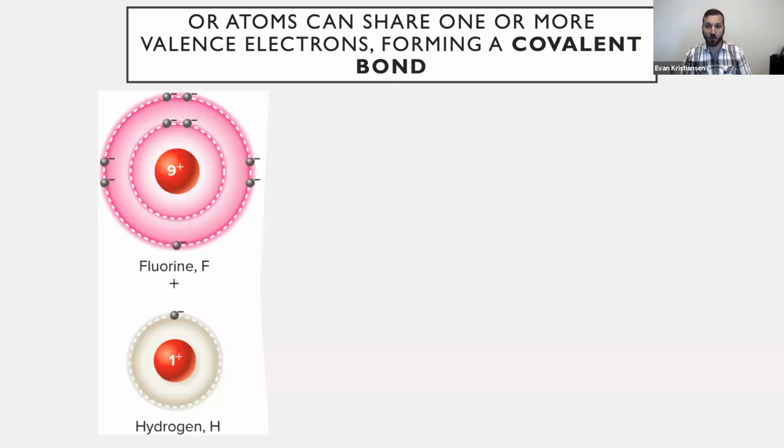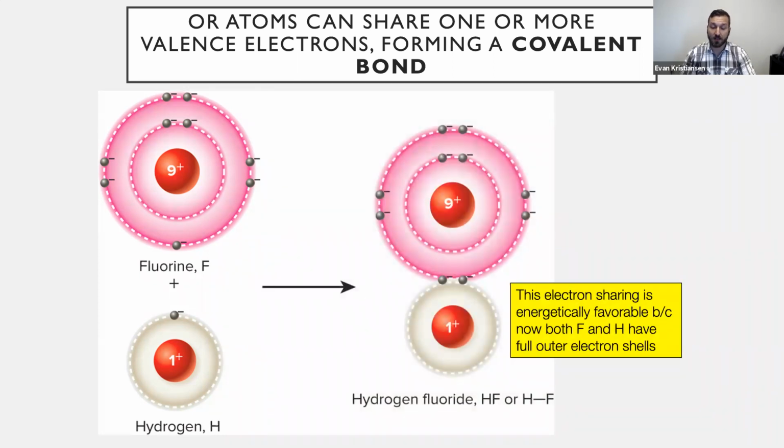Another way of doing this is to form a covalent bond. In covalent bonding, rather than taking an electron from one and giving it to the other, the two atoms share their electrons. So here we have fluorine and hydrogen. Hydrogen has only 1 electron in its outer shell. It wants to have 2. Fluorine has 7 and wants to have 8. And so they share. Now they both have full outer electron shells, fluorine with 8 and hydrogen with 2. And there is no change in charge because they're sharing the electrons.